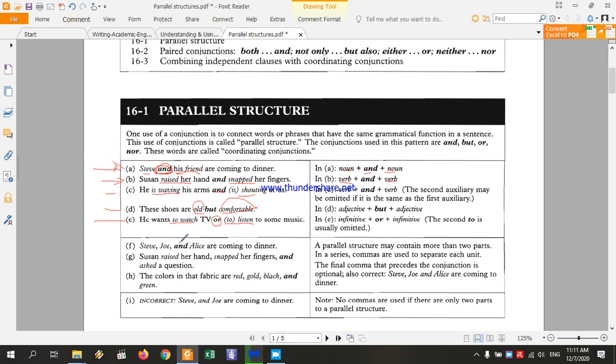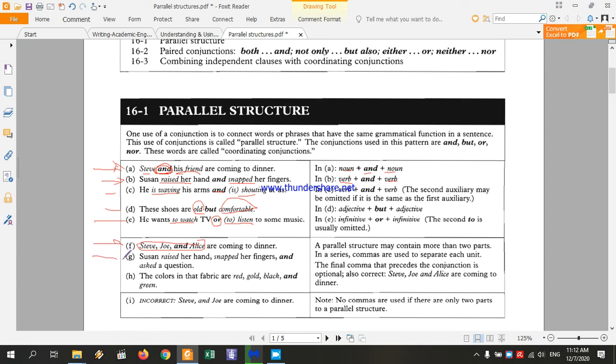If we're trying to write or compose a series, we use commas between the series elements. For example, example F, Steve, Joe, and Alice. Here, the three elements are the same. They belong to the same part of speech, which is nouns. Okay, Steve, Joe, and Alice are coming to dinner. Remember that we're using commas between the three elements.